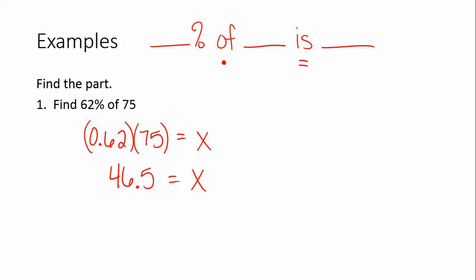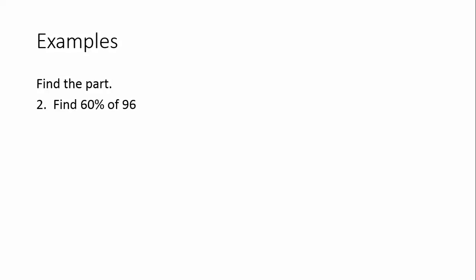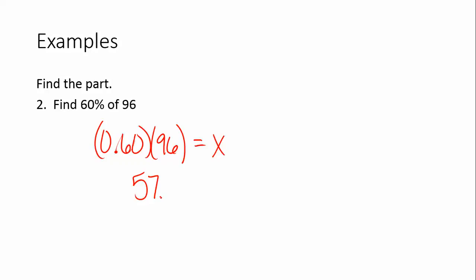You do have to remember that if you're asked to find the percent in this lesson, then you do need to put the percent symbol back onto your answer. So now we have find 60% of 96. So you're doing 0.60 times 96, and that will give you the part again. So 0.6 times 96, or 0.60, is 57.6. So there's your part.